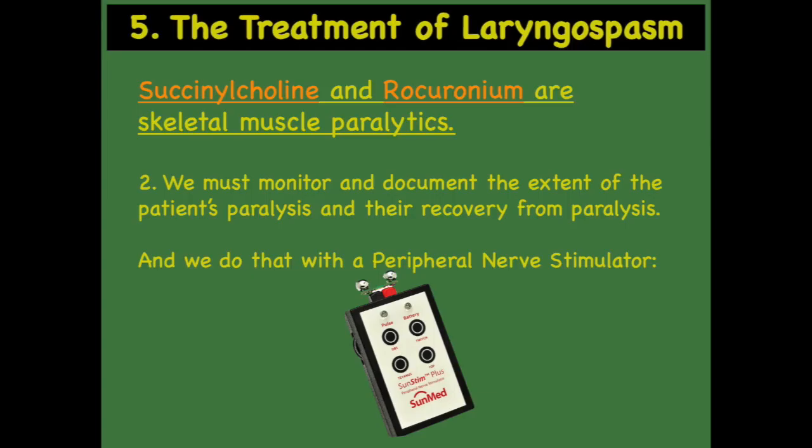So succinylcholine and rocuronium are both skeletal muscle paralytics. And if you're going to use those, and like I said, some dental boards may require that you do that, you're going to have to use and know how to use a peripheral nerve stimulator and have one of those in your kit if the board requires it, and anytime you use one of these paralytics, so that you can document that the patient has regained the use of their skeletal muscles, and you can document that in their chart.